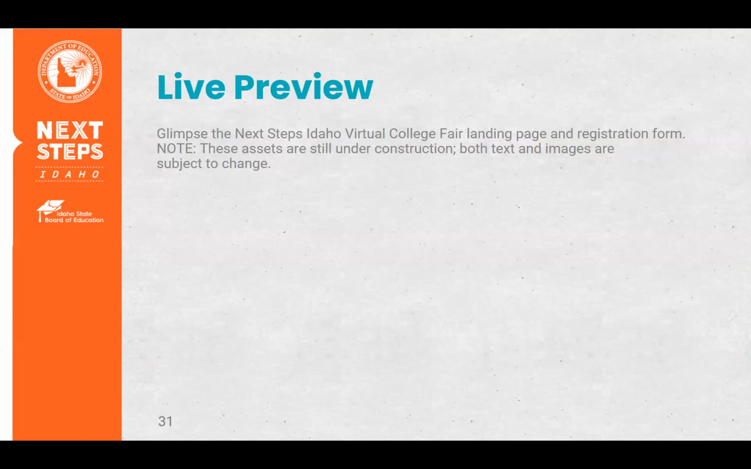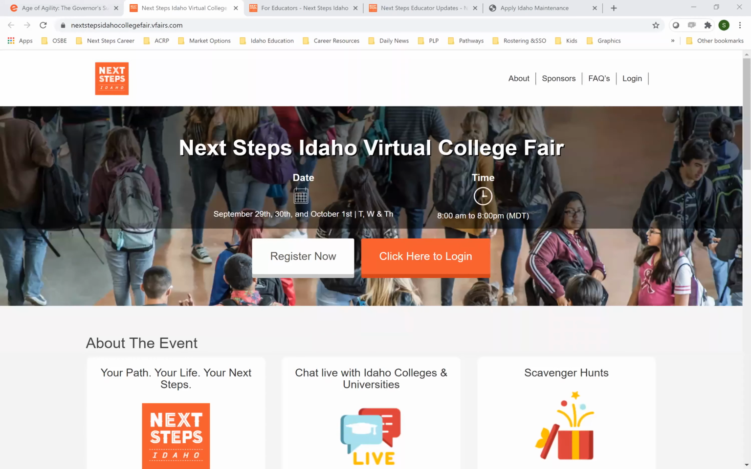So I'm going to give you a quick preview. If Joan could stop sharing, and I will share my screen. This is going to be our landing page and registration page for the Next Steps Idaho Virtual College Fair. We are still working on some of the little kinks in it, so it's not live yet, but we will send you a news flash as soon as the registration and landing page are open. So a student would come here and click to register, and then this would be where they would return to actually enter the fair.